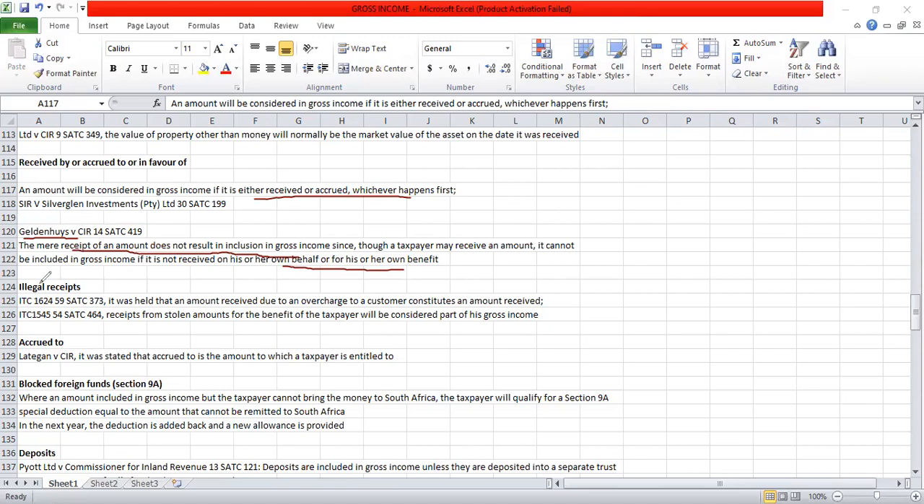Right. Then on illegal receipts: illegal receipts are also considered, for tax purposes, to be received by you. For example, if you overcharge a customer, that money is your income. It's included in your income. Money stolen: if you steal money, that money will be considered as your income.